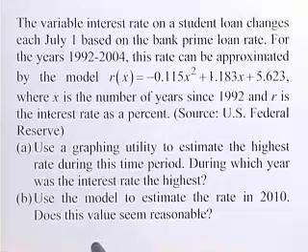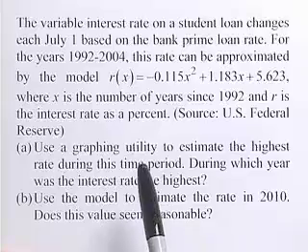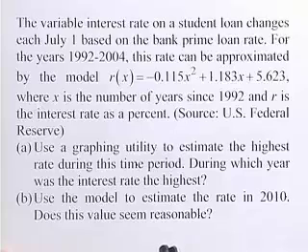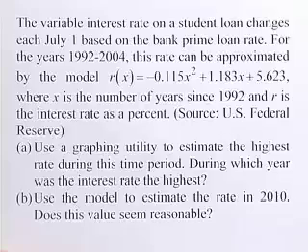For the years 1992 to 2004, this rate can be approximated by the model r of x equals negative 0.115x squared plus 1.183x plus 5.623. Here x is the number of years since 1992 and r is the interest rate as a percent.